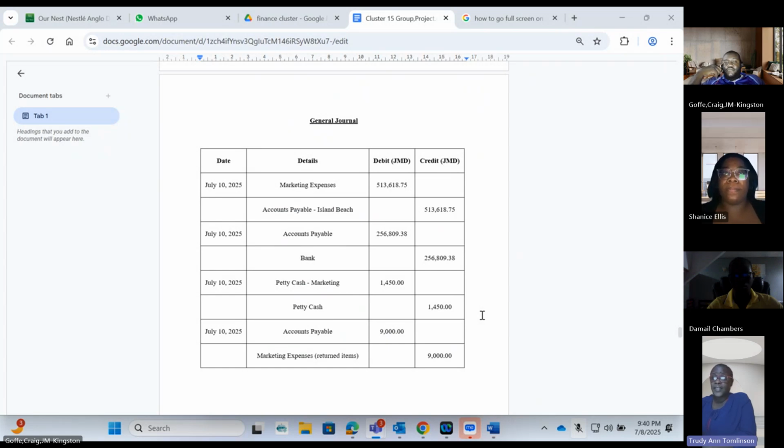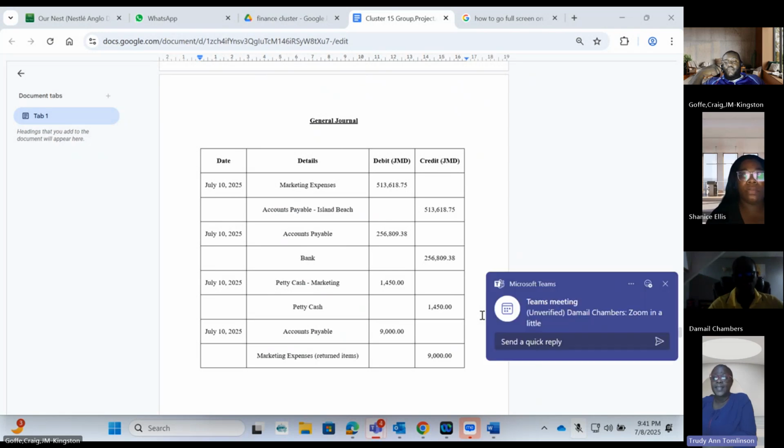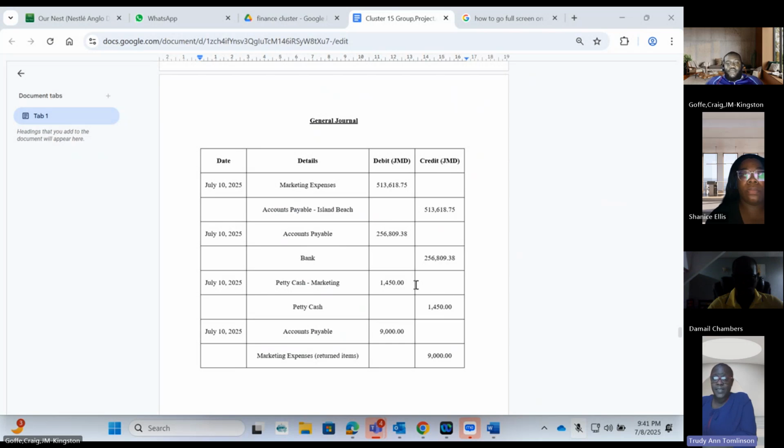While our two disadvantages are its complexity, because preparing and managing journal entries can be complex, especially for large organizations with numerous transactions, potentially leading to errors if not handled properly. And it is also time consuming. Recording every financial transaction in journal entries can be time consuming, particularly if done manually, which may delay financial reporting and analysis. Impact of journal entry on procurement and payment processes.